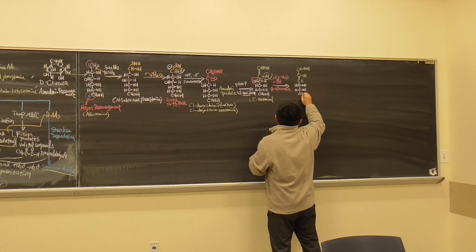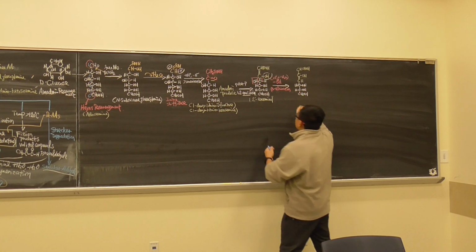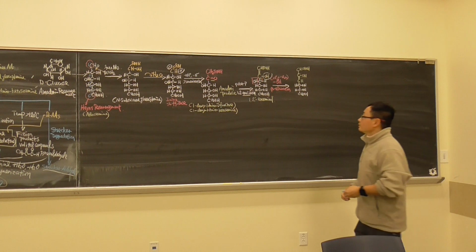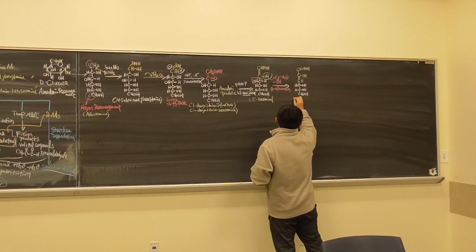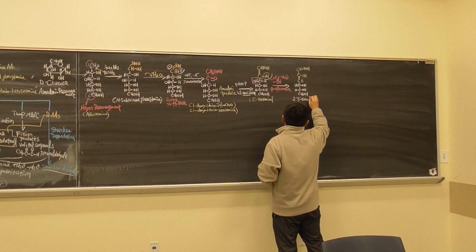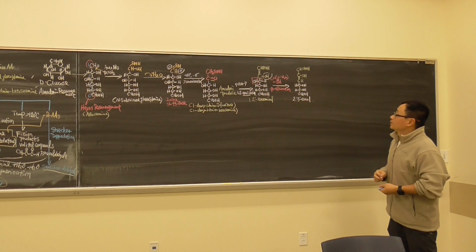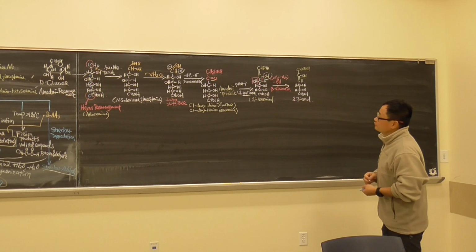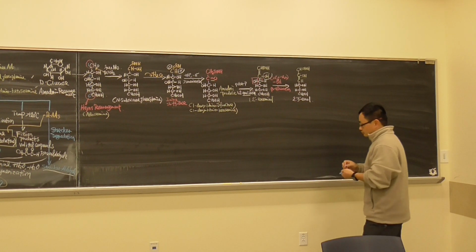Okay, CH2OH. What is this one called? This is called 2,3-enol. This is actually also a kind of Schiff base. Some people also say it's a Schiff base.